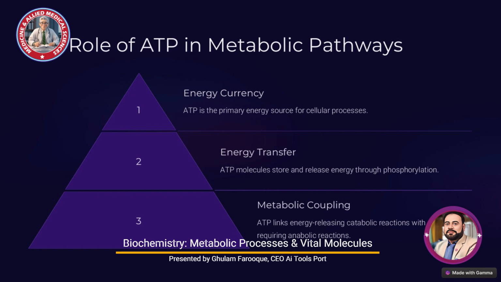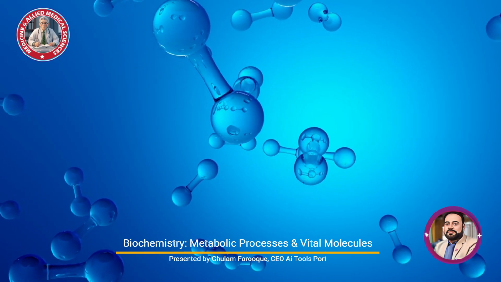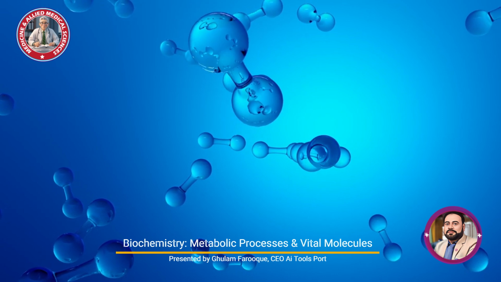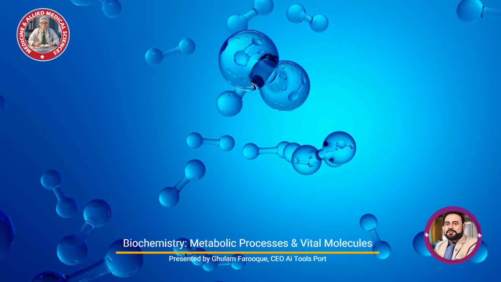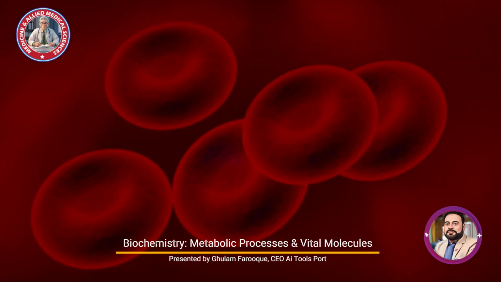The role of ATP in metabolic pathways: energy currency transfer and metabolic coupling. Adenosine triphosphate, ATP, is the primary energy carrier in biological systems. It plays a crucial role in metabolic pathways by serving as an energy currency, facilitating energy transfer, and enabling metabolic coupling to drive essential cellular processes.